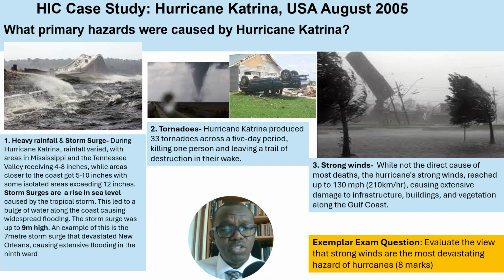Okay, so during Hurricane Katrina, the rainfall varied. There were different amounts of rainfall in different areas, with the areas in Mississippi and Tennessee Valley receiving 4 to 8 inches, while areas closer to the coast got 5 to 10 inches. Now, you can imagine that if you're closer to the coast, that's where the hurricane is going to make its landfall, and therefore you're likely to get the bulk of the rain, and that's why the areas along the coast got a lot more rainfall. In fact, some isolated areas along the coastline exceeded 12 inches, which is quite a bit of rainfall.